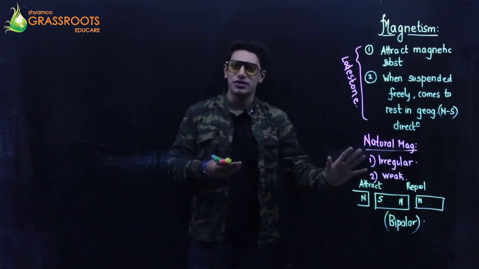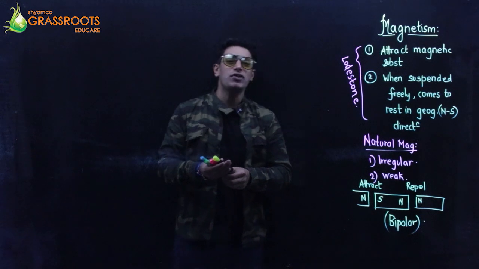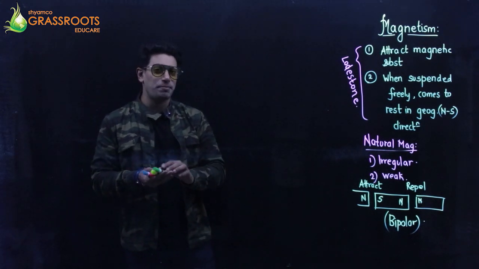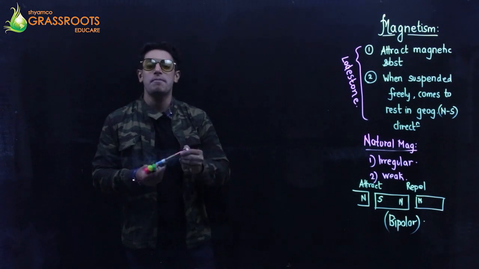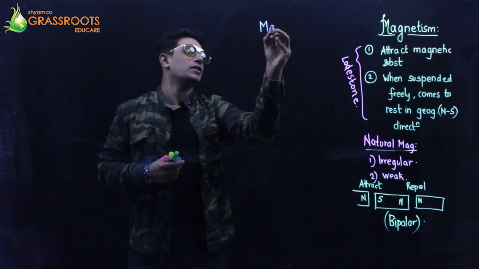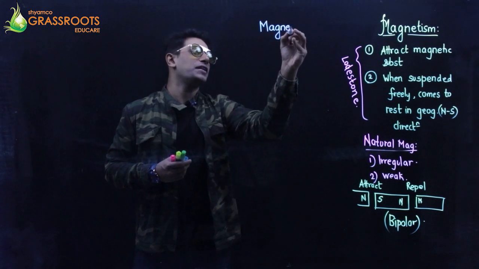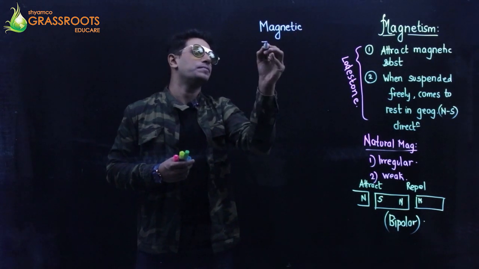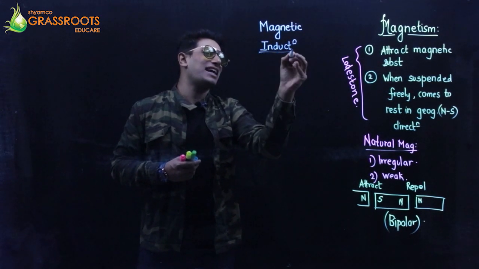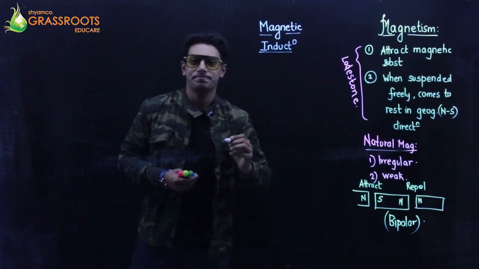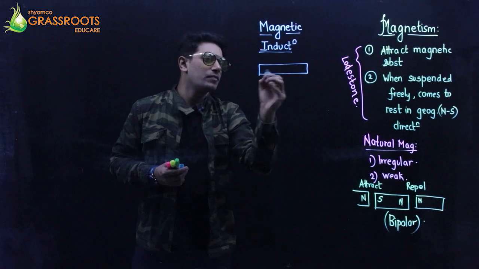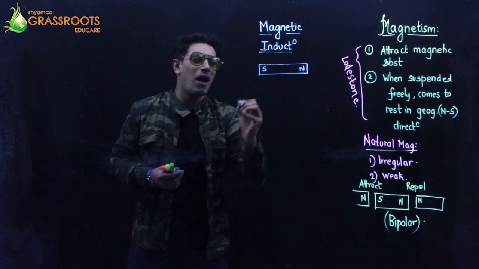Alright, so these were about certain properties of magnets. Talking about certain characteristics, the first concept is called magnetic induction. So let's start with that part. Now, what exactly is magnetic induction? Check. If I take a magnet, north pole and south pole, a bar magnet.